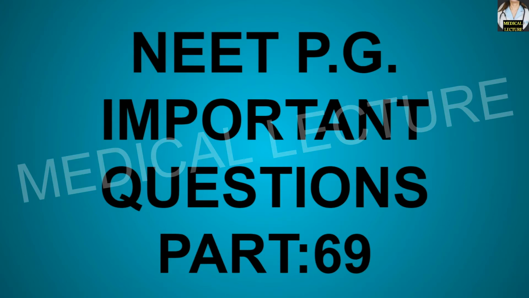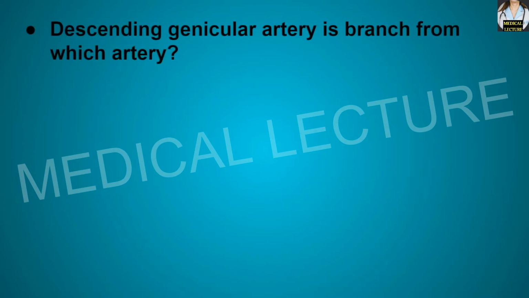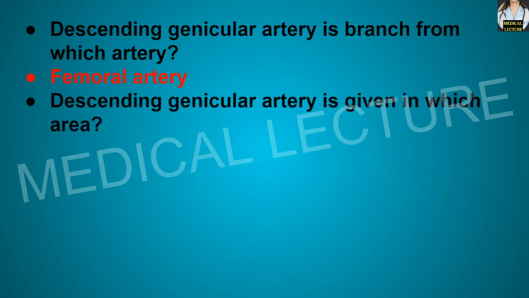Hello everyone. Today we'll discuss part 69 of the NEET PG important questions, and today we'll discuss a few more questions about the topic front of thigh. The descending genicular artery is a branch from which artery? Femoral artery. Descending genicular artery is given in which area? So it is given in the adductor canal.